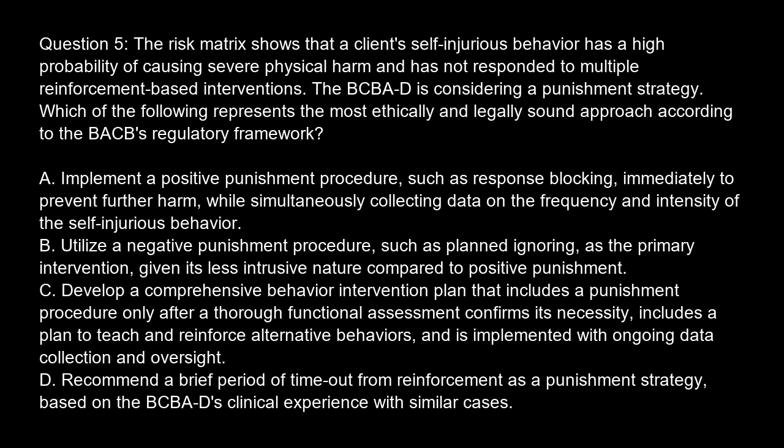Option A. Implement a positive punishment procedure, such as response blocking, immediately to prevent further harm, while simultaneously collecting data on the frequency and intensity of the self-injurious behavior. Option B. Utilize a negative punishment procedure, such as planned ignoring as the primary intervention, given its less intrusive nature compared to positive punishment.